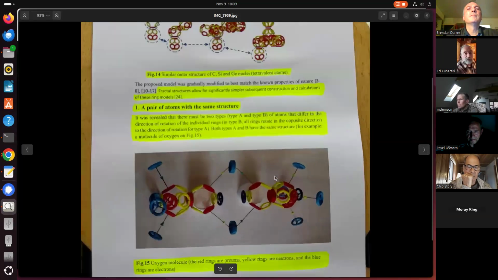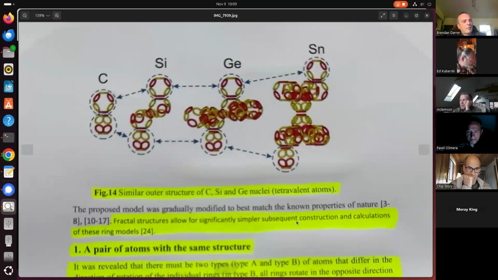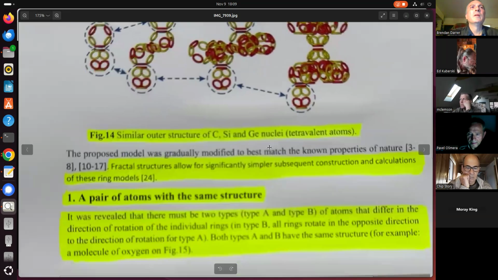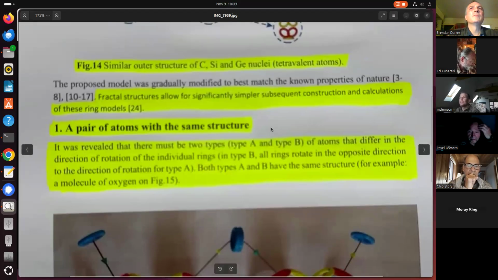So now this is where we're going to see all those models essentially. So here's a model, similar outer structure of carbon, silicon, I don't know, is that germanium? Germanium. Okay, and the tetravalent atoms. The proposed model was gradually modified to best match the known properties of nature. Wow, that's cool. So basically we're looking at what nature has and making sure that it was all fractal. Fractal structures allow for significantly simpler subsequent construction and calculations of these ring models.